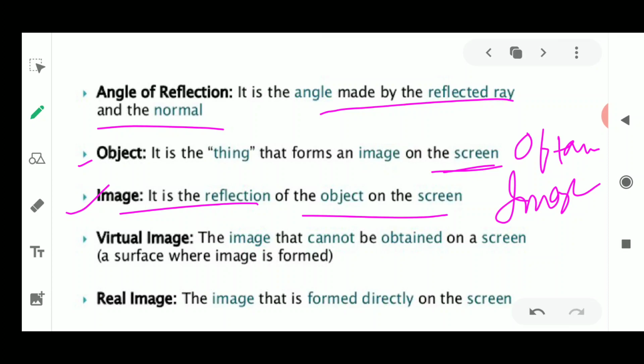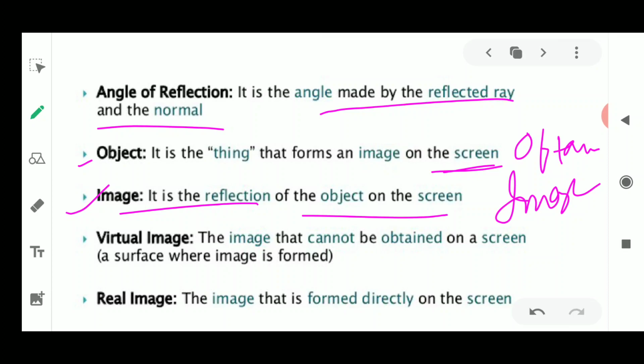If you see your face in clean water, then you will be able to see your reflection. As you remember the story of the lion which was looking inside a well full of water, in which the reflection could be obtained. So that image is obtained on the screen, and this image is the reflection. It is because of reflection.